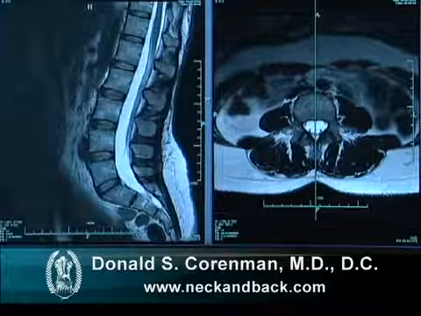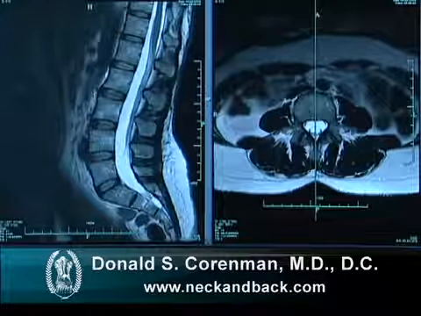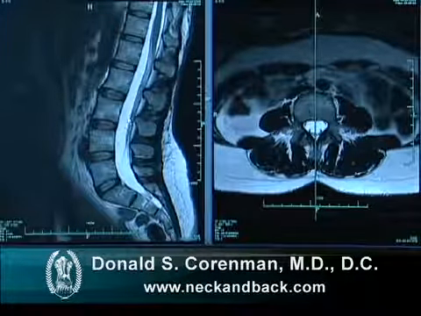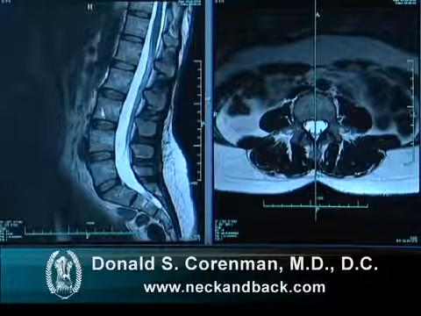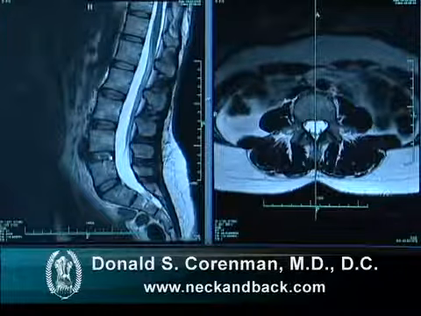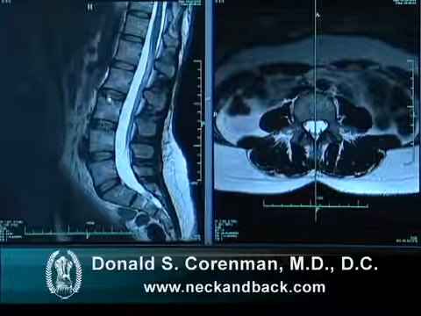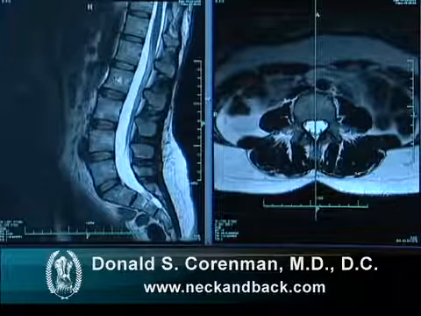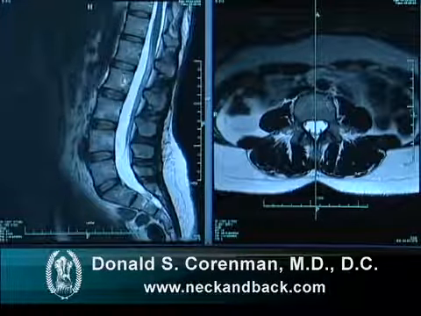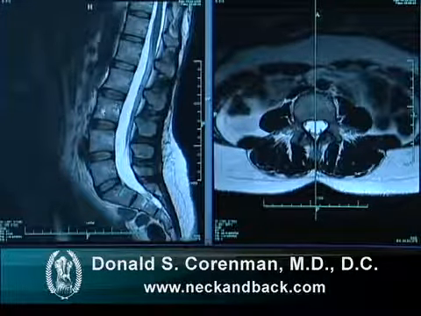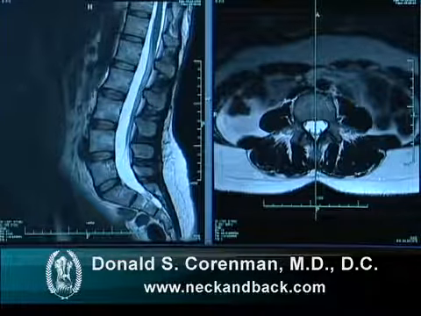You can also see the fat in the back here. The fat is also white, mimicking the water. These are the vertebral bodies that I'm circling here, and in between the vertebral bodies are the discs. The vertebral bodies are named for the 5 lumbar segments. So this is L1, L2, L3, L4, and L5.